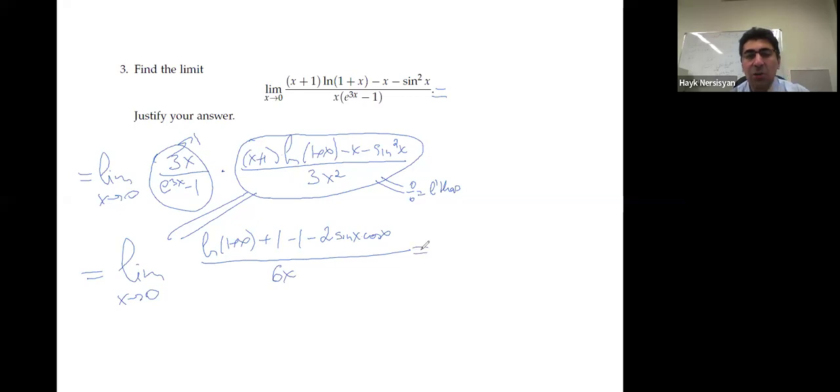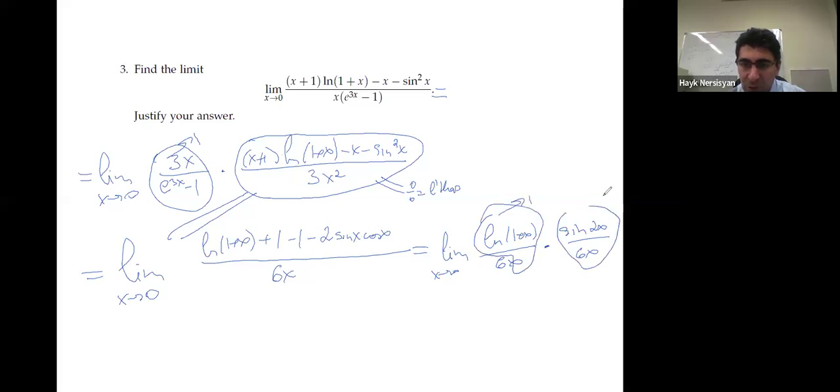Okay. No need to do L'Hopital anymore. We get the limit as x goes to 0 of log(1 plus x) divided by 6x minus sine 2x divided by 6x. Here we have a useful limit going to 1, and this goes to 1/3. The limit is 1/6 minus 1/3, which is minus 1/6. Going back, we'll get that the limit here is minus 1/6.